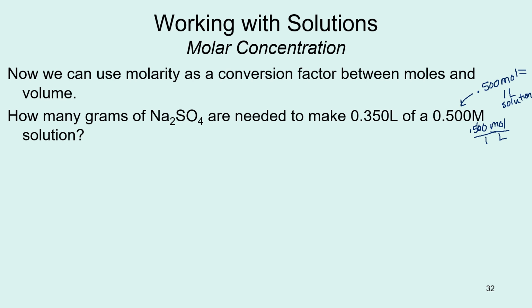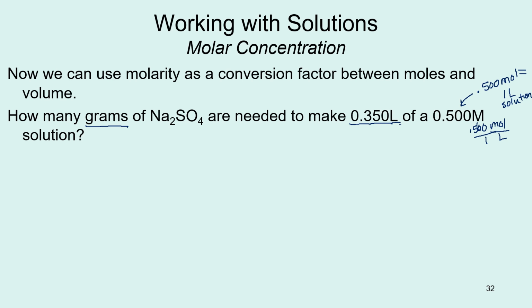So here's the question. How many grams of Na2SO4 are needed to make 0.350 liters, or 350 milliliters? This is what I have to do in the lab when I'm preparing for a lab. I want a solution that's this concentration, 0.500 molar. I want 350 milliliters of it, or 0.350 liters, and I want to know, how do I make it? How much of this do I need to put in there to make it that concentration?